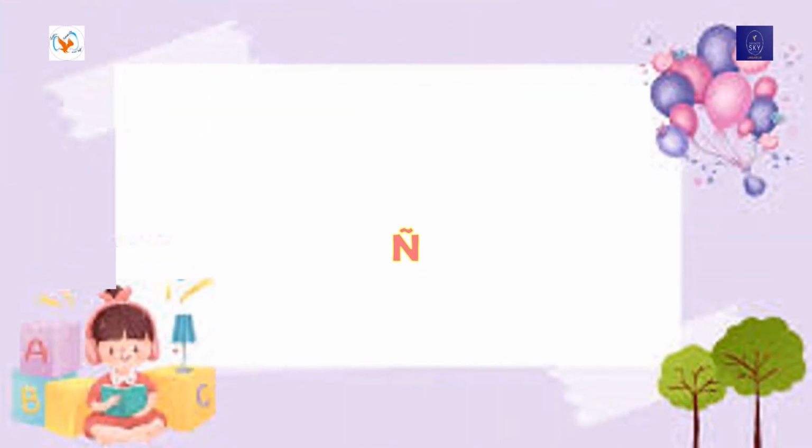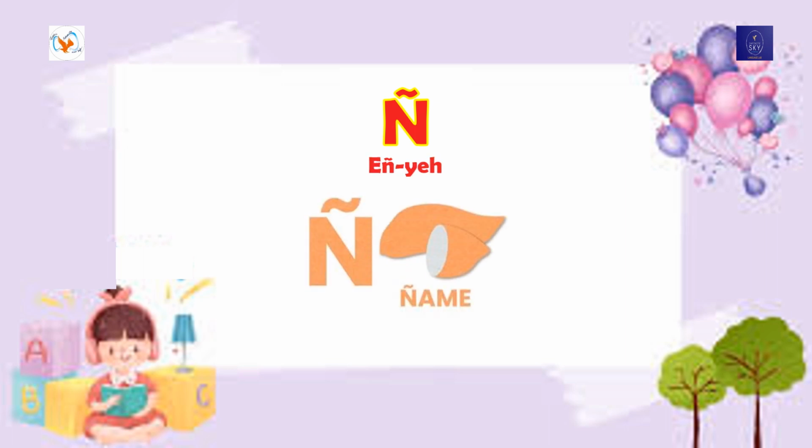Next we have N with tilde. This letter is unique to the Spanish alphabet and is pronounced as NA. This sound exists in English too. For example, in words onion, opinion, minion. It is the sound of the first N in those words. It adds a distinctive sound to the Spanish language.